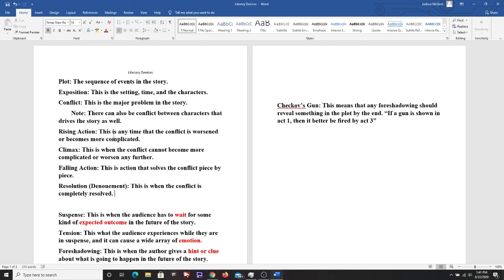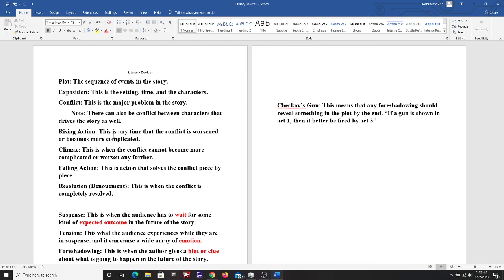Once we get to that point, we can only start undoing the knots, which is falling action. Every time we undo a knot, it's working towards the resolution or the denouement, right? The denouement literally, like I said, means the unraveling, right? So it's the complete unraveling of those knots. And that's where we want to get by the end of the story.